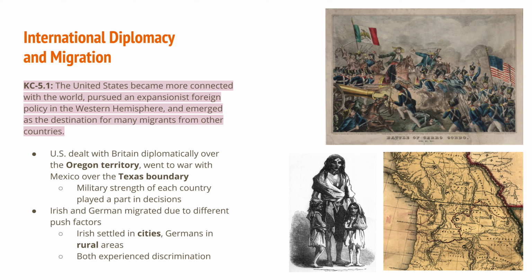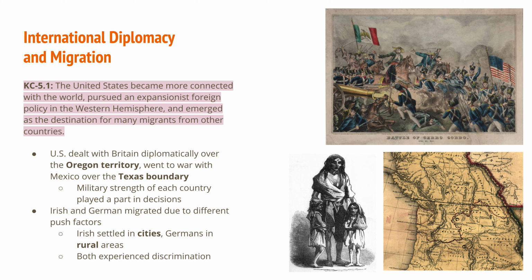So let's talk about the comparison between how the United States dealt with other countries. So with Britain, it was more diplomatic over the Oregon Territory. And with Mexico, we went to war over the boundary of Texas and Mexico, and we ended up getting the Mexican Cession out of that war. The military strength of each of the other two countries played a big part in the decision to deal with one diplomatically and with the other with war.